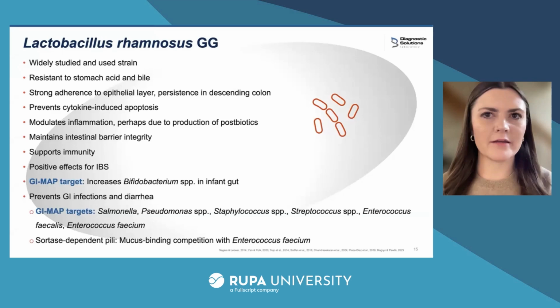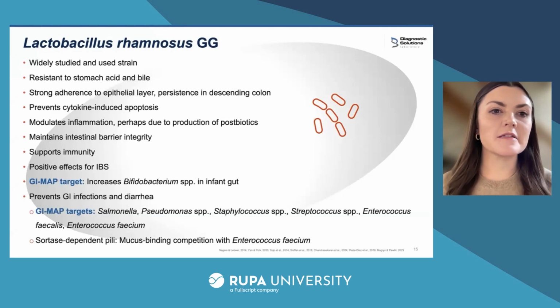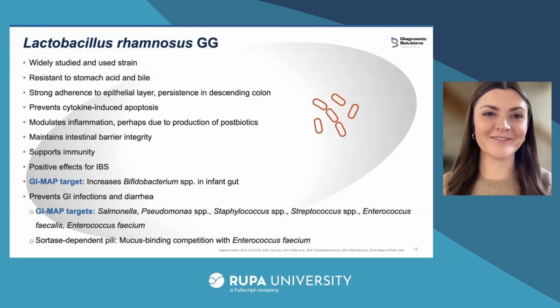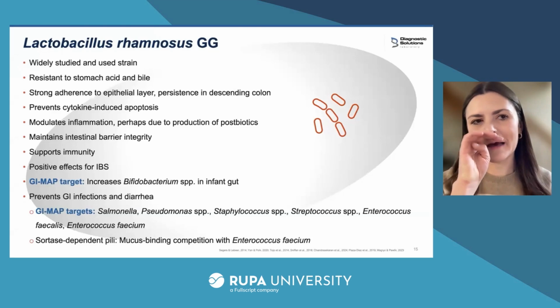So, to get into a few specific strains, first we have Lactobacillus rhamnosus GG. This is a very widely studied and very widely used strain. There's a lot of research out there. This strain is resistant to stomach acid and bile, which is good. We want to make sure it makes its way to the colon. It's very good at adhering to the epithelial layer, to the mucosa layer, especially when we compare it to other lactobacillus strains. And we see that it does persist in that descending colon. So, again, able to make it through the GI tract.